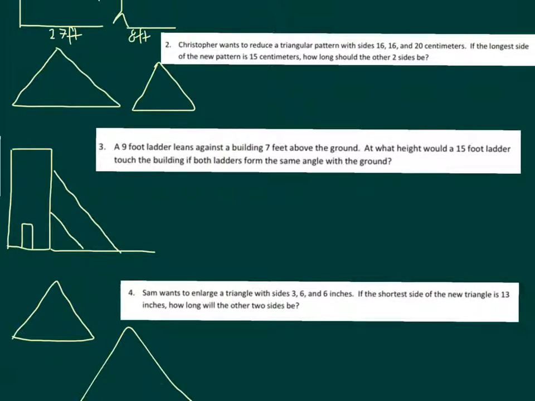Okay, so our original triangle is in the patterns of the sides 16, 16, and 20 centimeters. So let's label that. I'll say this side is 16 centimeters, this side is 16 centimeters, and this side is 20 centimeters. And my new triangle is going to be reduced, so I made it a little bit smaller. And the longest side is going to be 15 centimeters. Now I know these two sides are equal, and in my new triangle, these two sides will be equal. But they're wondering, how long would the other two sides be?